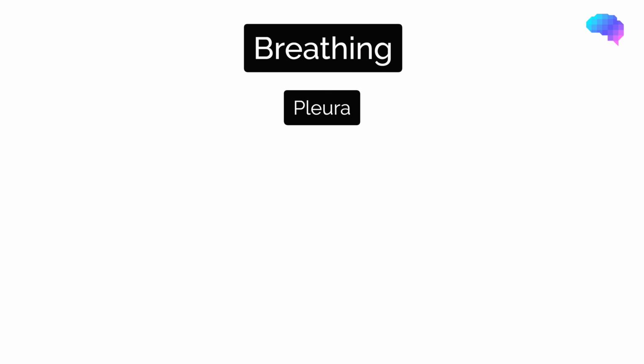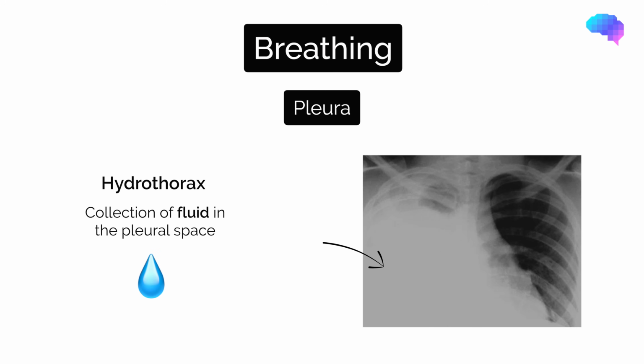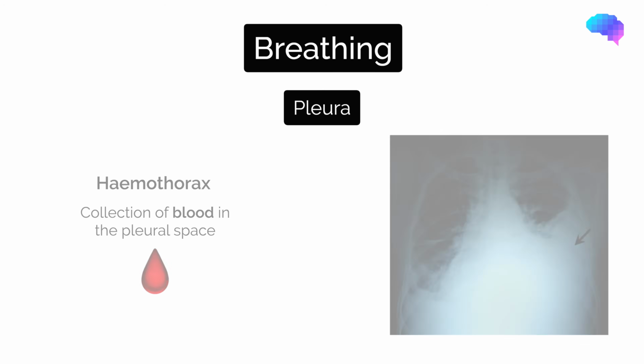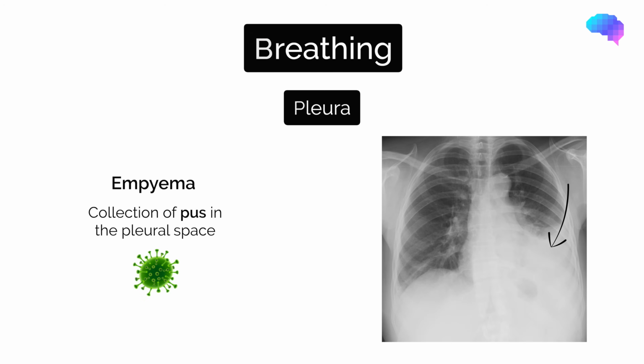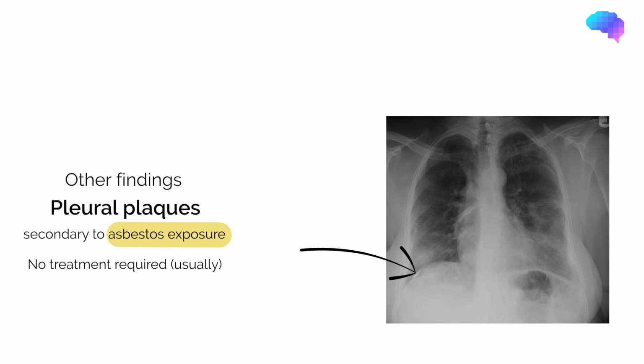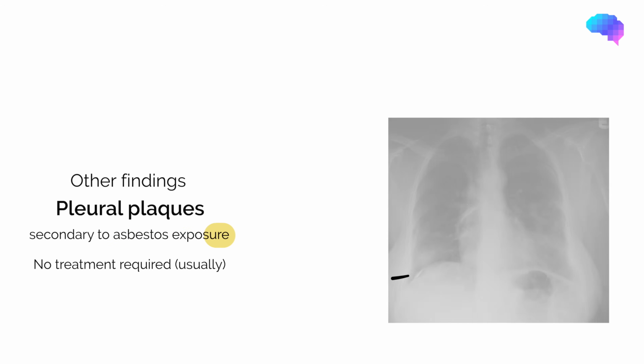A collection of fluid and air in the pleural space is known as a hydrothorax, and a collection of blood is known as a hemothorax. A collection of pus is called an empyema. Other findings that may be visualised when inspecting the pleura include pleural plaques, which are often mistaken for malignancies. These are normally secondary to asbestos exposure and don't usually require any treatment.